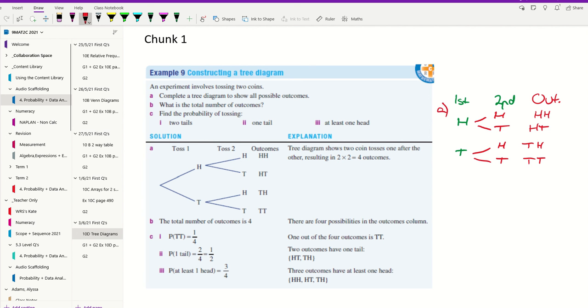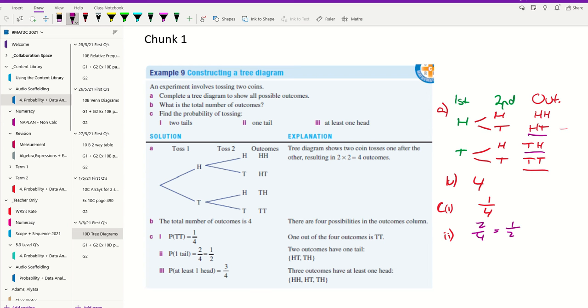Then B asks me for the total number of outcomes. Counting up my outcomes, the total is 4. C, find the probability of tossing 2 tails. Well, my 2 tails is TT, so I've got a 1 in 4 chance. D, probability of tossing 1 tail. I can either do my head, tail or my tail, head. 2 on 4 equals a half.